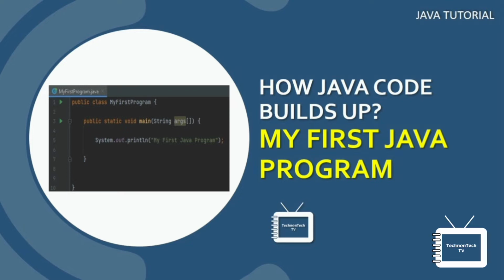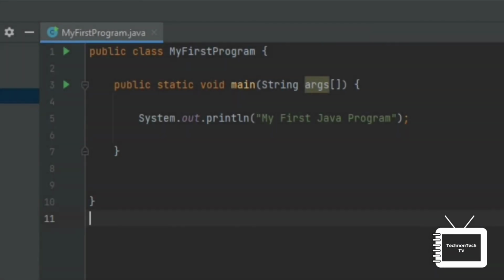In this lecture, I will explain every single word in the code we wrote in the previous video. So this code is to display my first Java program. First we created a class, then we added the main method to it, and last we added a command that printed out this sentence. Now let's start with some main parts of the code.